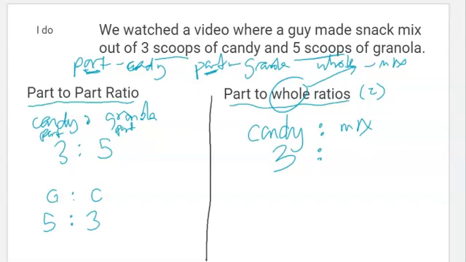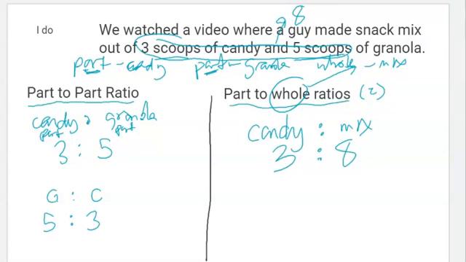So there's 3 scoops of candy, and if I put them together and make the whole mix, there are 8 scoops of snack mix together when I put the 3 and 5 together. So the part-to-whole ratio in this situation is 3 to 8. There are 3 scoops of candy for every 8 scoops of all of the mix together. The other 5 are granola.